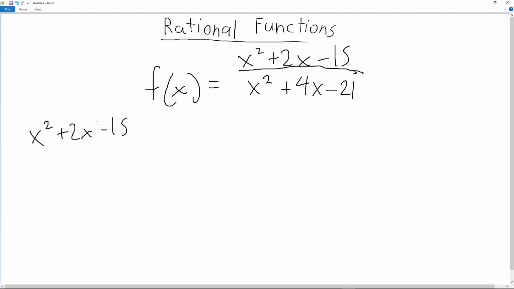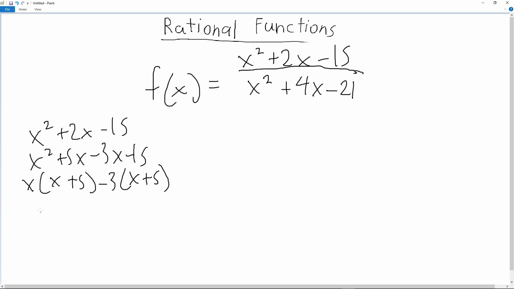Minus 15. 15 you can break into 5 and 3. So x squared plus 5x minus 3x minus 15. You can factor out an x on these two terms, and then you factor out a negative 3 on these two terms. Then you combine, and this is what it looks like in factored form.